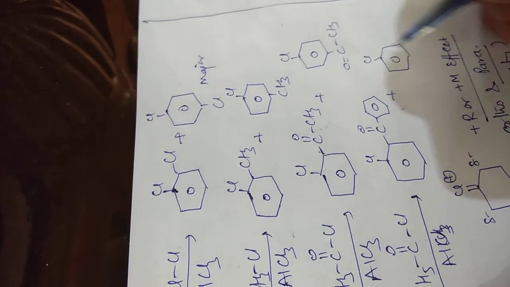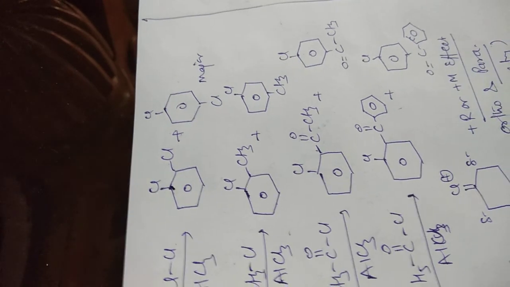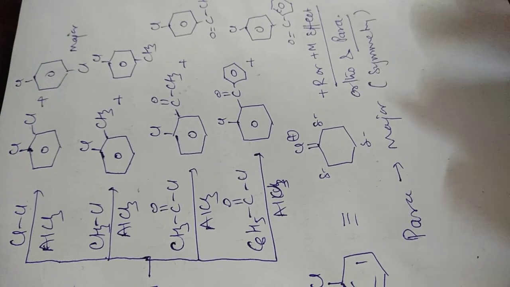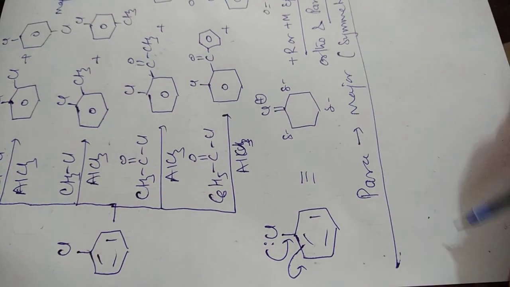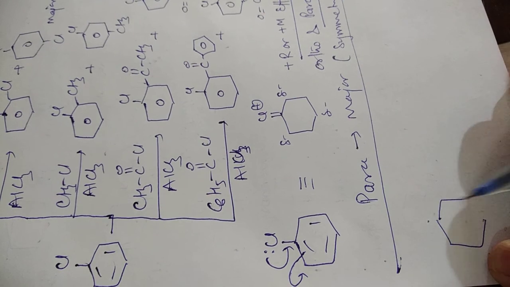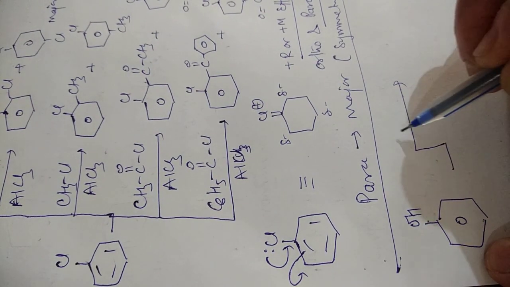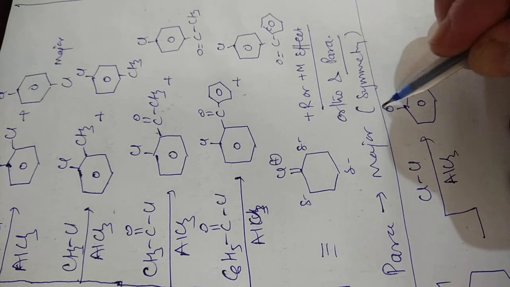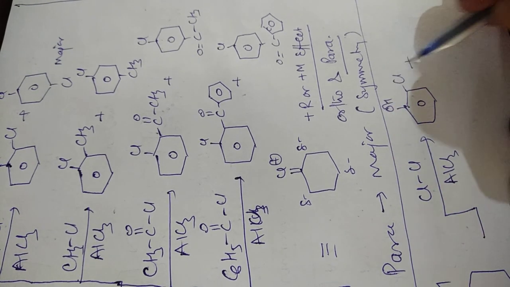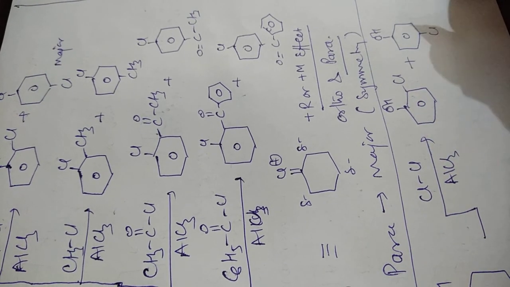Benzoyl group will come at ortho and para. The same kind of reaction you can observe with phenol and anisole also. If you see, with phenol, if you do chlorination or bromination with anhydrous AlCl3, two products will be obtained. In one the Cl will go to ortho, and in another one the Cl will go to the para.